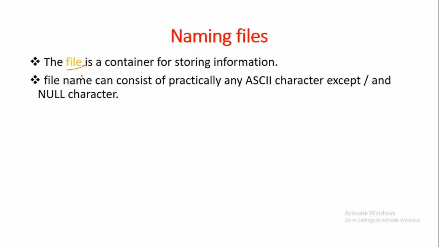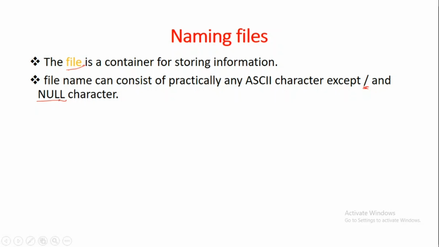Okay. We'll come to the concept of naming a file. So, a file name can consist of practically any ASCII characters except forward slash, because that represents the root directory, and the null character, whose equivalent ASCII value is 0, right? So, except these two, the file name can virtually consist of anything.